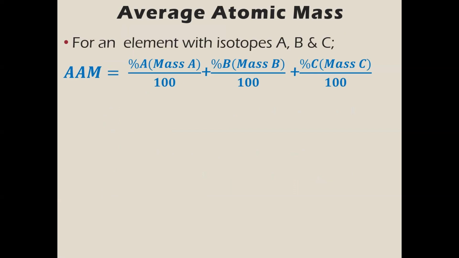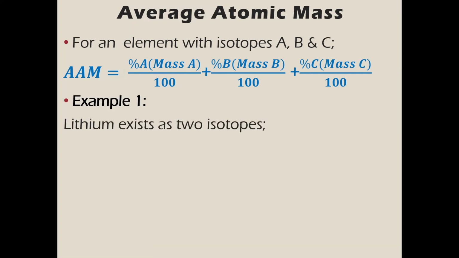To calculate the average atomic mass, or the AAM, if we have an element with 3 isotopes A, B, C, we will multiply the percentage of the first isotope by its mass and divide it by 100. Then the percentage of the second isotope is multiplied by its mass and divided by 100. And the percentage of the third isotope is multiplied by its mass and divided by 100, and we add these together. We sum all of these together, and we get the average atomic mass of this element.